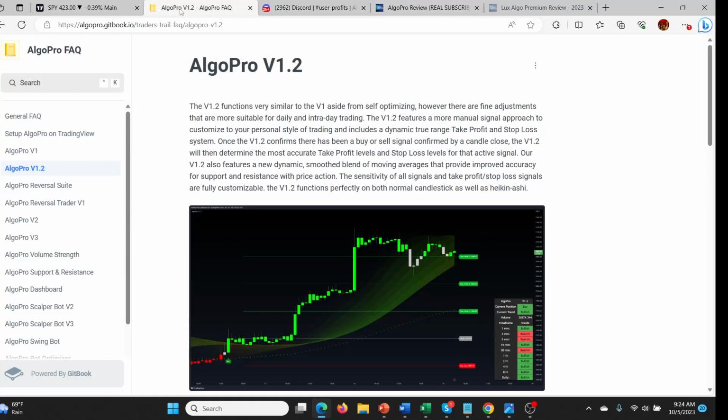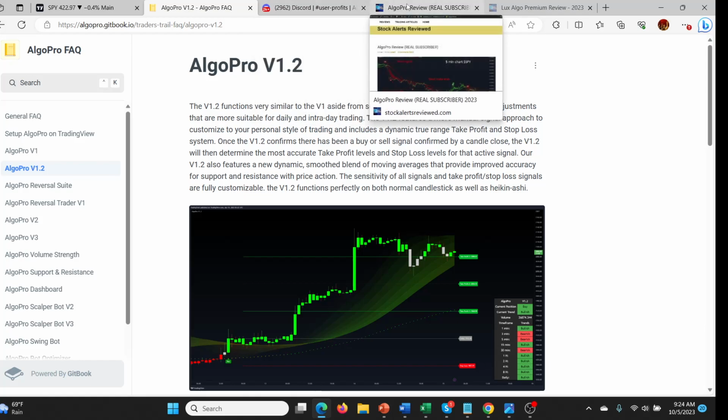Overall, I'm really enjoying checking this out and looking at the different aspects of the AlgoPro system.